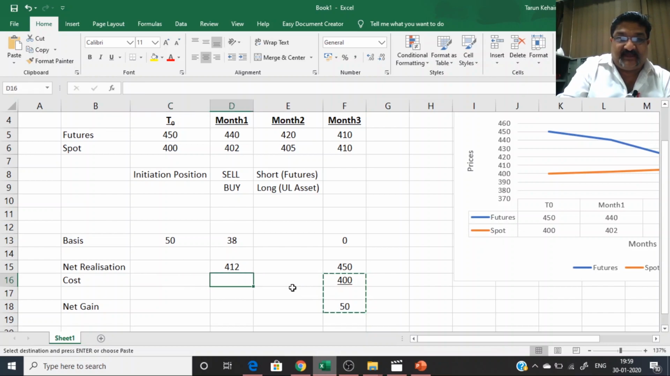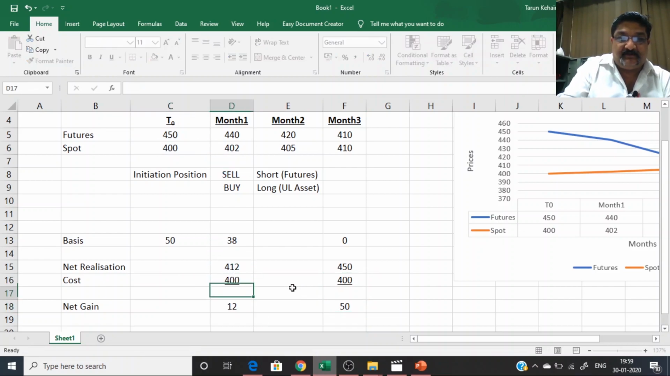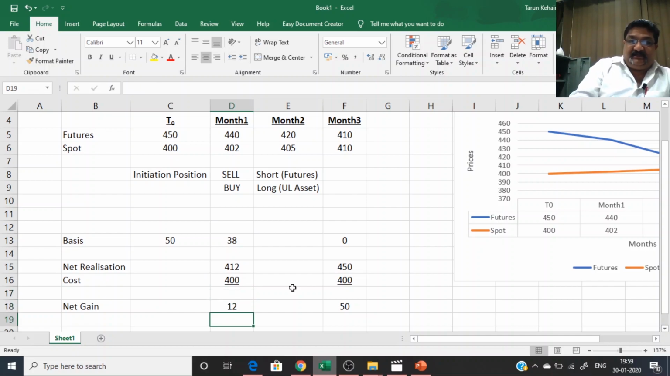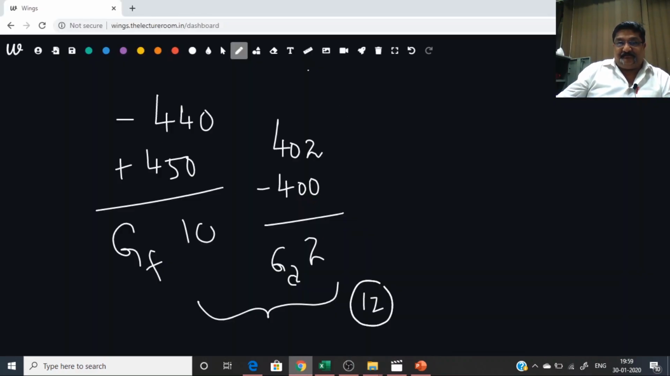The cost of the asset remains at 400, and therefore his net gain is 12. So again, you see here that the net gain is exactly equal to the net gain which we computed by this method. Again, different perspectives, but the same concept, and essentially you are arriving at the same number. So they're just different ways of looking at the same thing.